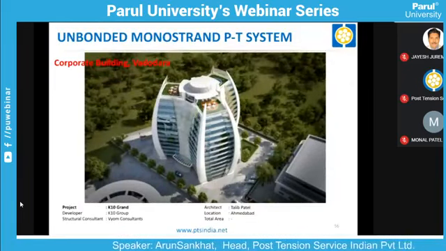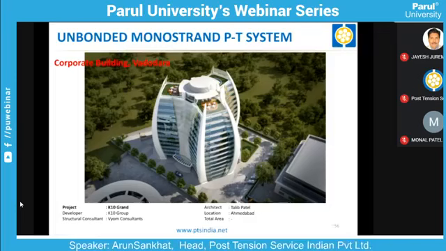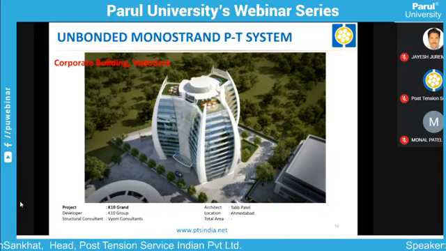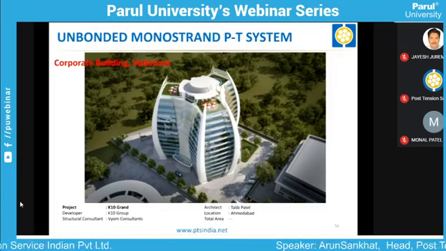This is a corporate building in Vadodara. You can see the iconic shape of the building. So you can have any shape, either in plan or elevation. There is a flexibility of having such shapes in PT.